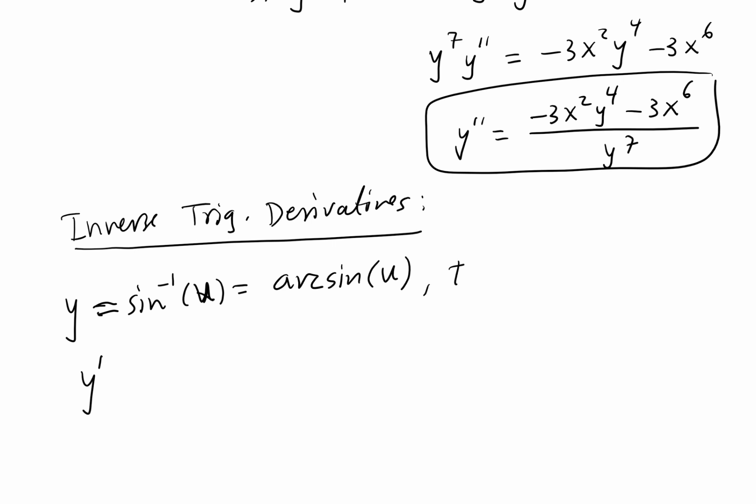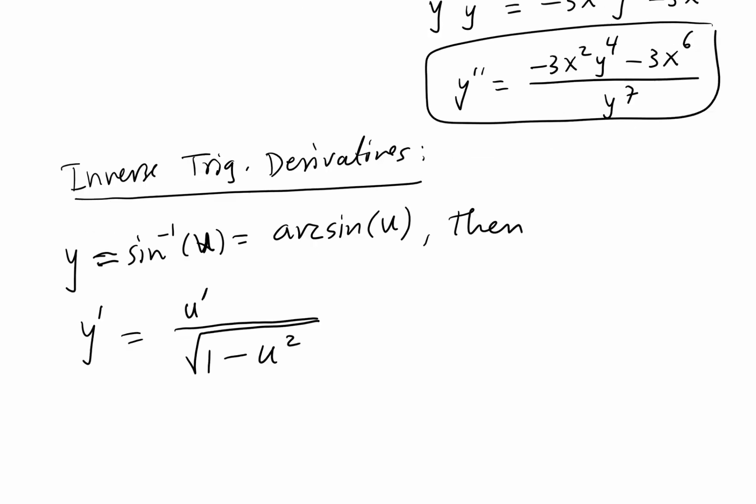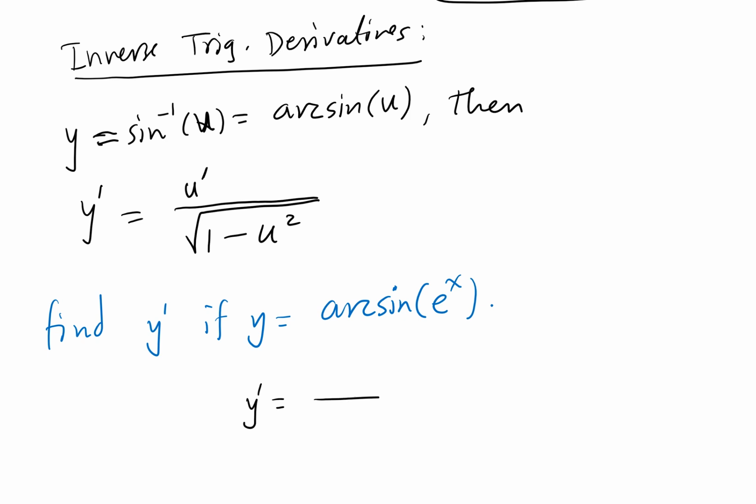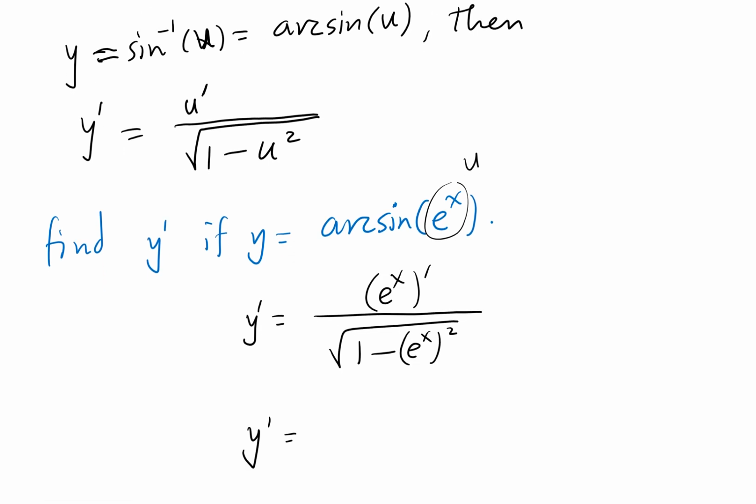Y prime, the formula for it, is u prime over the square root of 1 minus u squared. And to apply it, find y prime if y equals arc sine of e to the x. So how do you find y prime? It's the derivative of u, this is the u, over the square root of 1 minus u squared. Derivative of e to the x, if you remember from previous sections, is simply itself, over the square root of 1 minus e to the 2x.